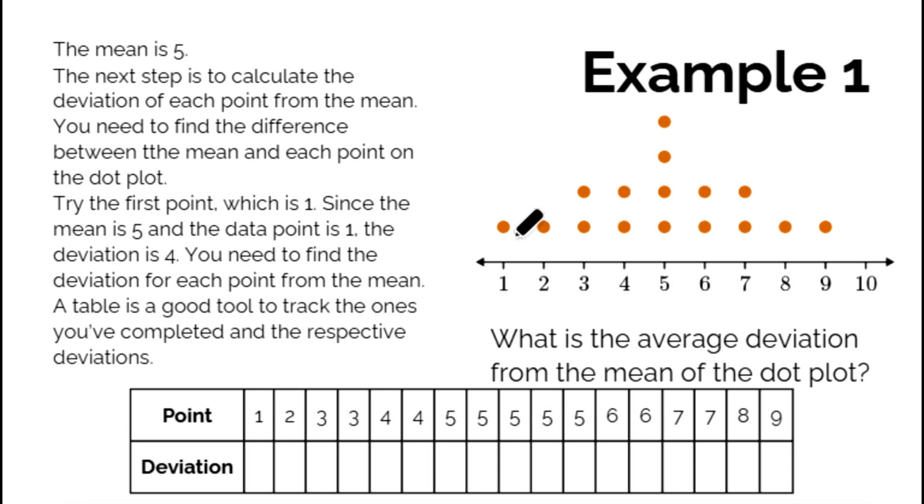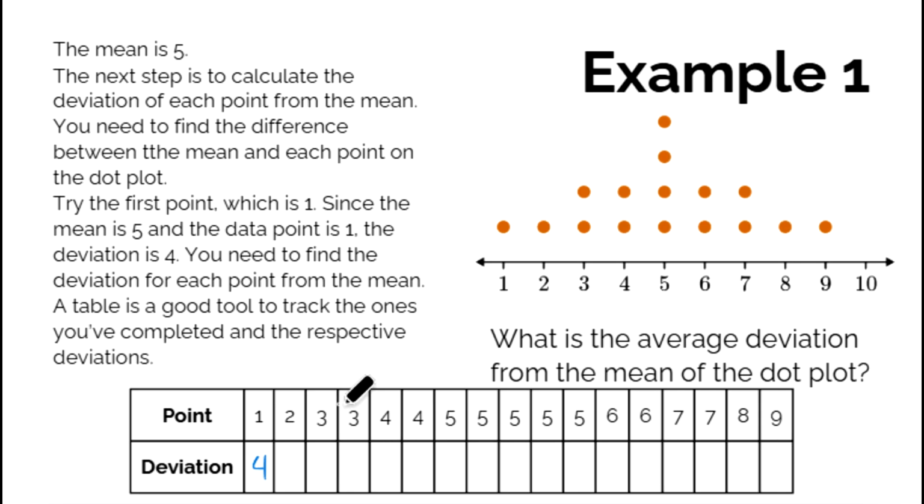Let's try this first point right here. Since the mean is 5 and the data point is 1, the deviation is 4. 5 minus 1 is 4. It's 4 steps away from our mean, from our center point, okay? You need to find the deviation for each point from the mean. A table is a good tool to track the ones you've completed and the respective deviations.